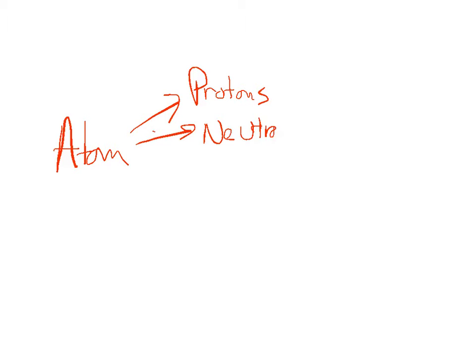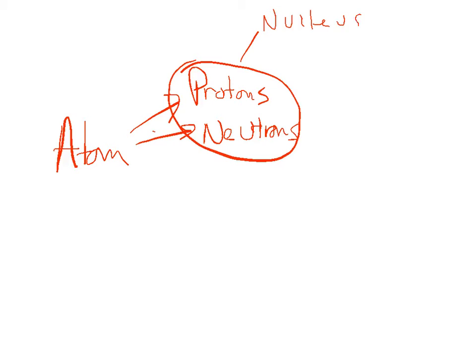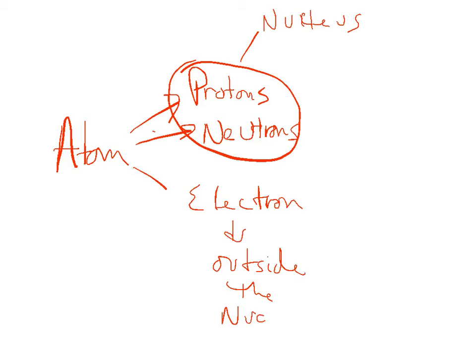When we talk about the atom, okay, we understand the atom is broken into subatomic particles. We have things called protons, and we have things called neutrons. These collectively are found in what we call the nucleus. Okay? The other subatomic particle you have is called the electron, and it is found outside the nucleus.